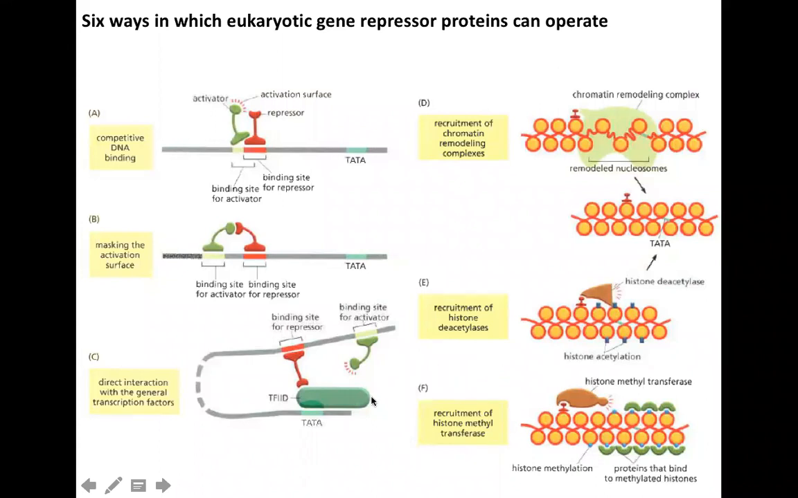The third type of modification we have here is the modification carried out by the histone methyl transferases. So in this case, when a repressor protein binds to the chromatin or to the DNA, it recruits a histone methyl transferase. And we already know this methylation leads to the condensation of the DNA. So it converts euchromatin into heterochromatin, and this leads to repression of gene expression.